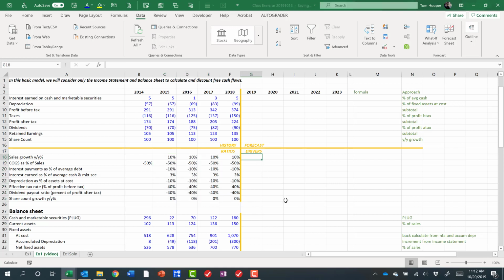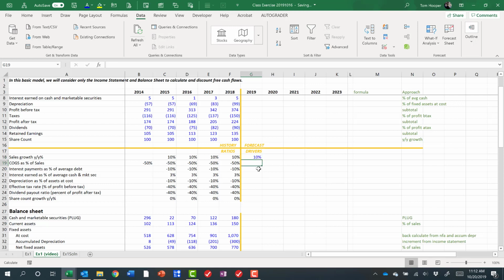Now we need to make a judgment call. What should we forecast our sales growth to be? Now in this problem, pretty obvious that 10% throughout history, it would be logical to continue to forecast that at 10%. But it doesn't have to be that way.